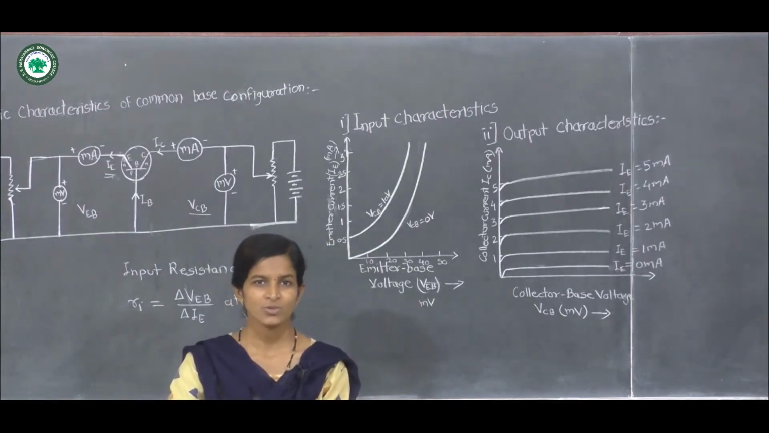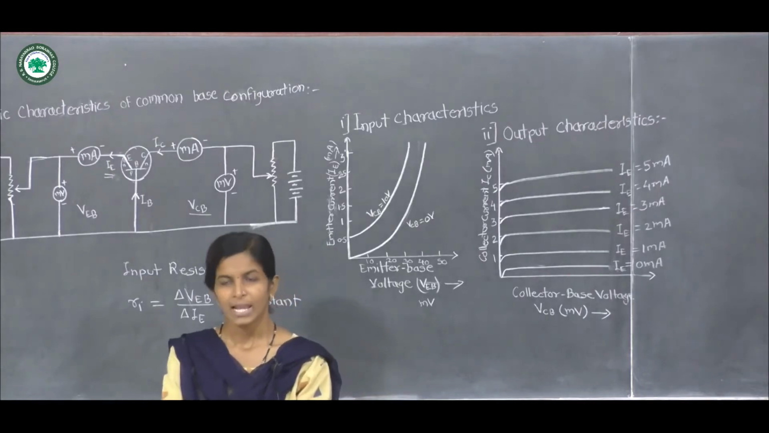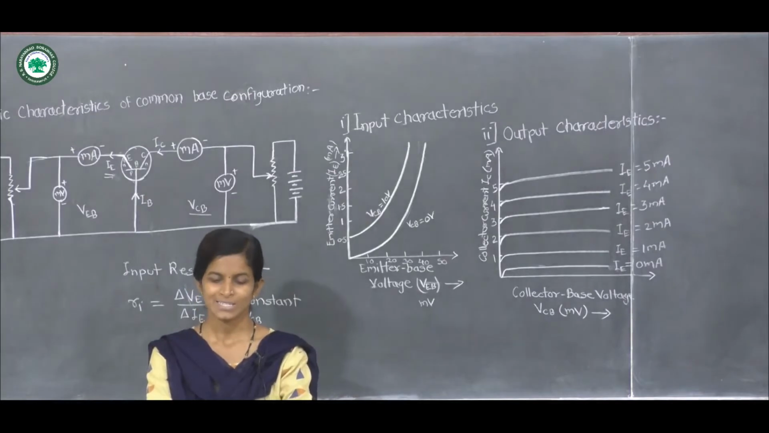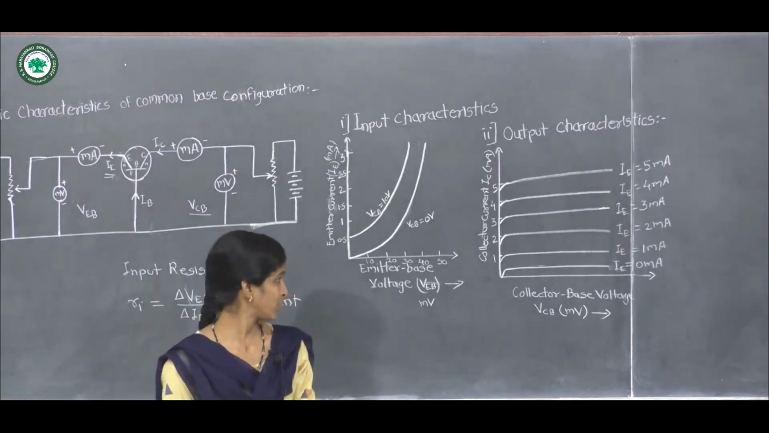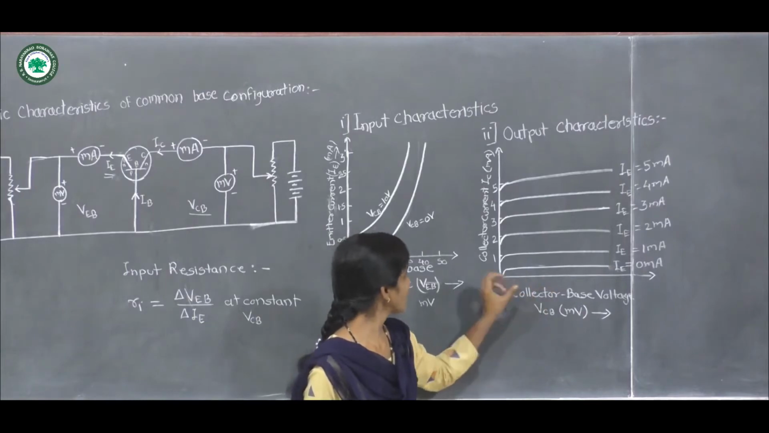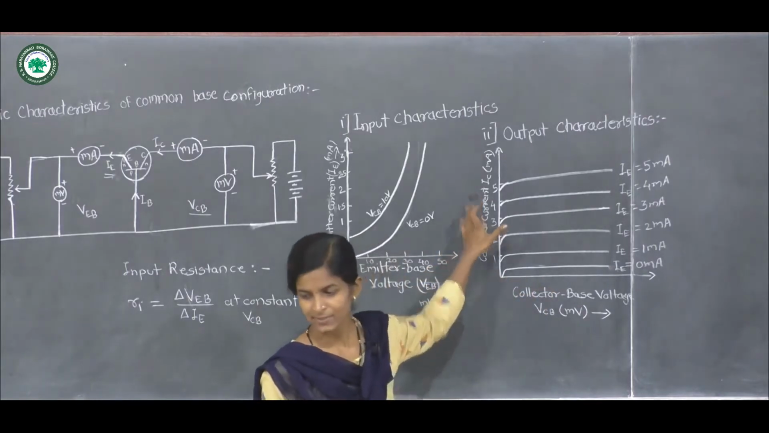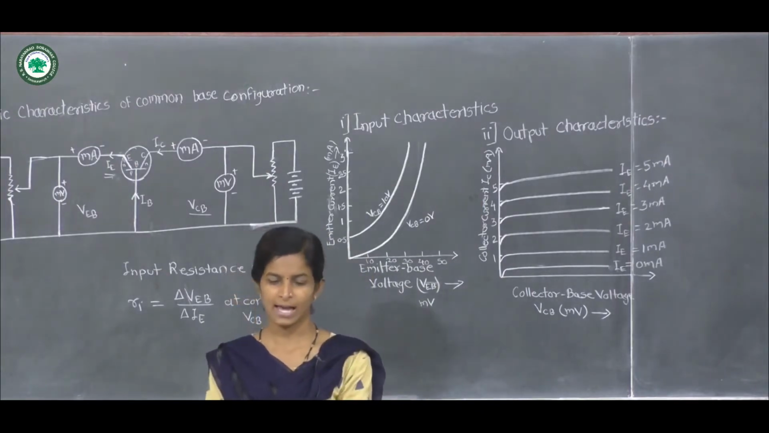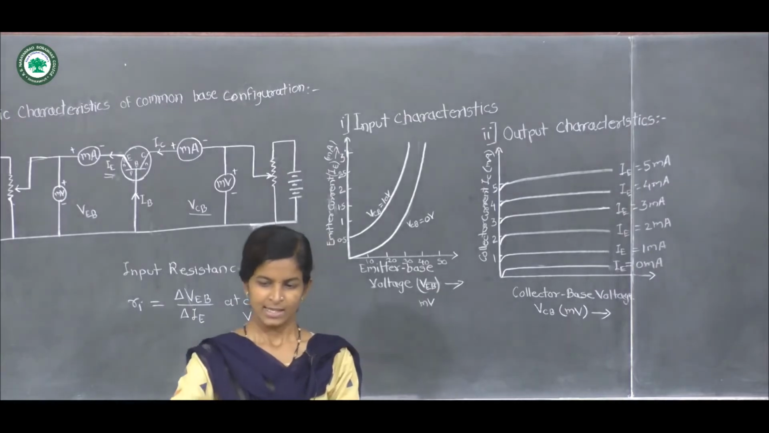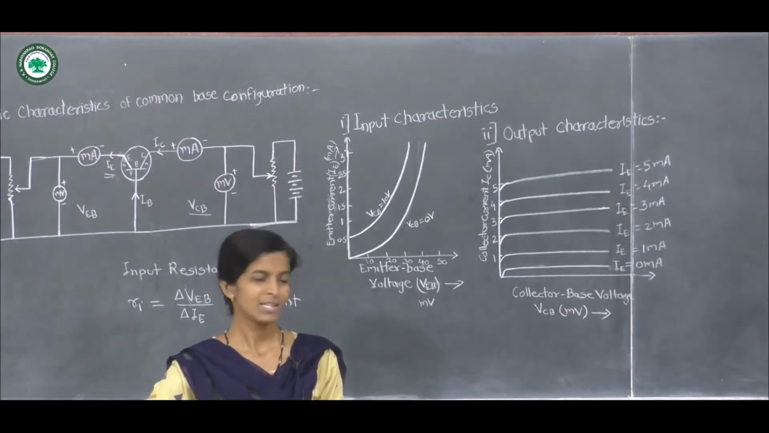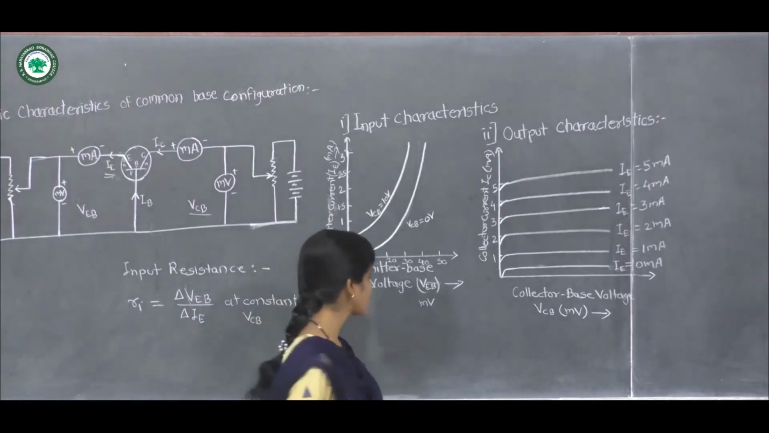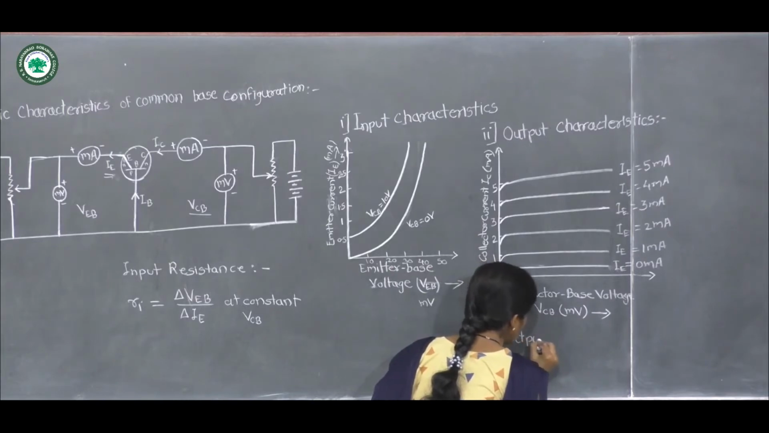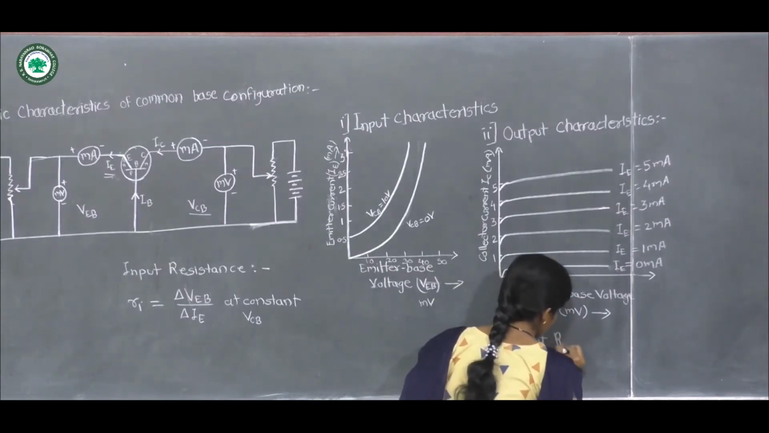Then next point one has to consider is a very large change in collector base voltage produces only small change in collector current. Very large change in VCB produces only small change in IC. So output resistance is very high. This output characteristic introduces the entity, that is output resistance.